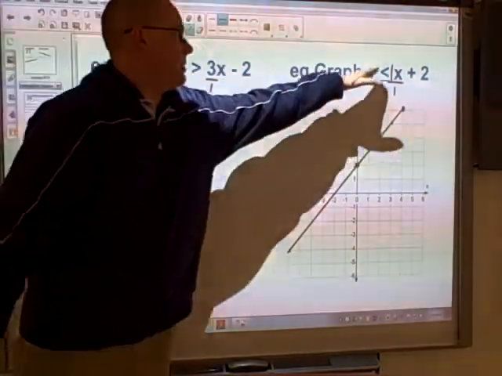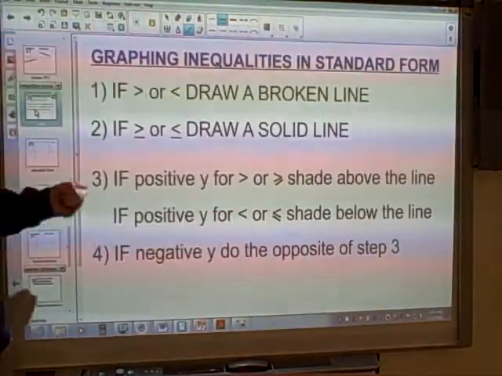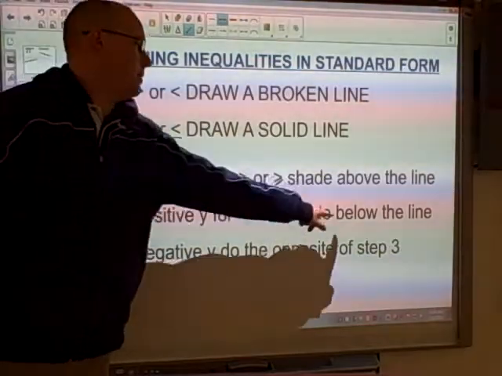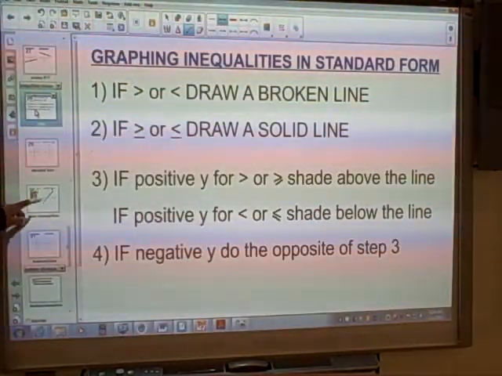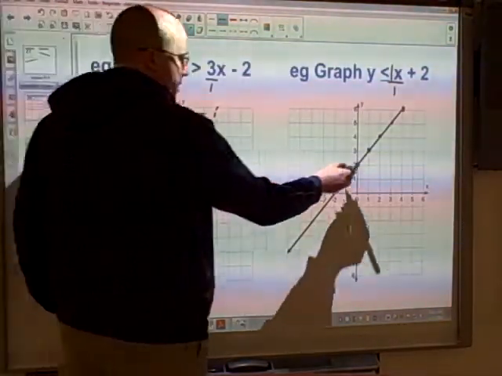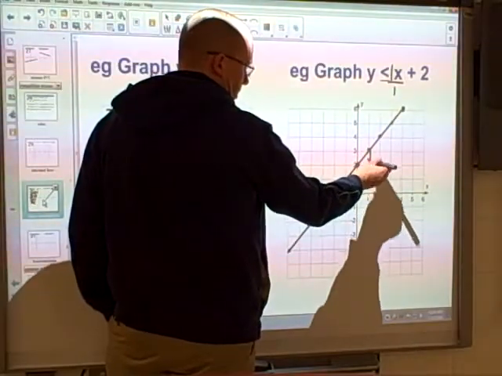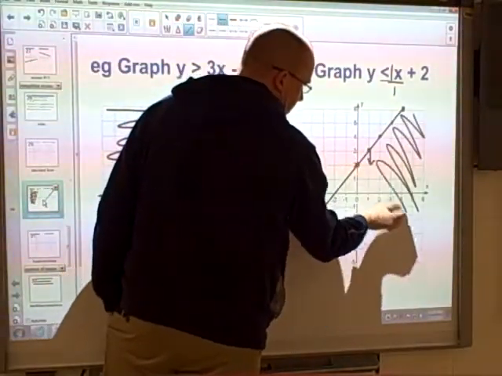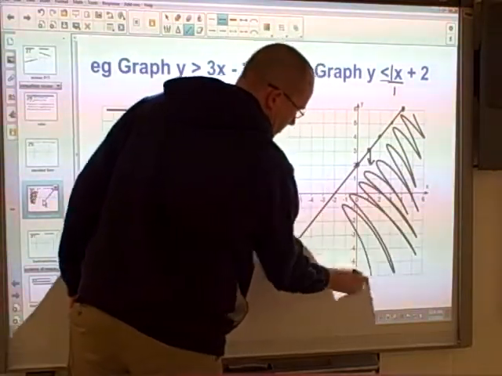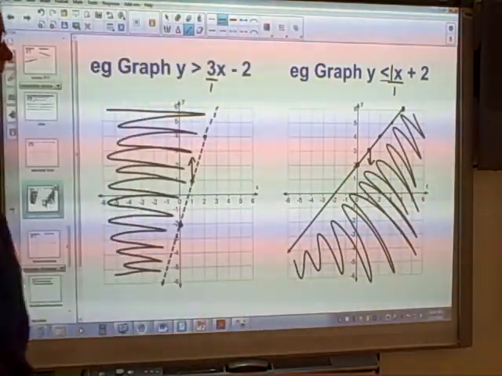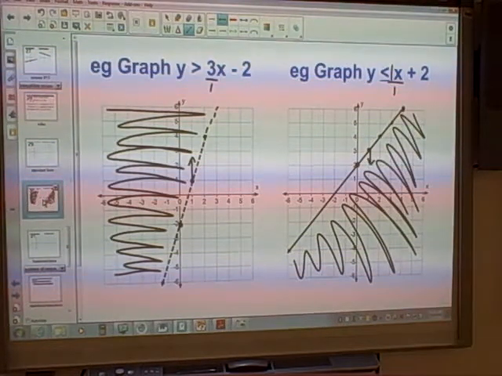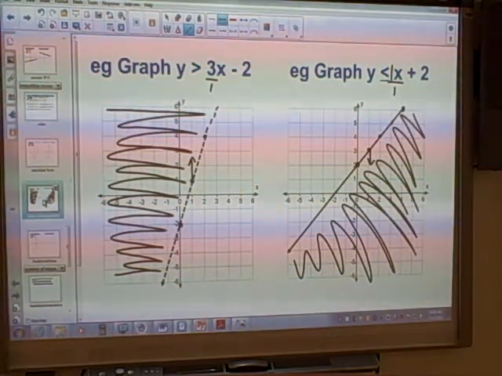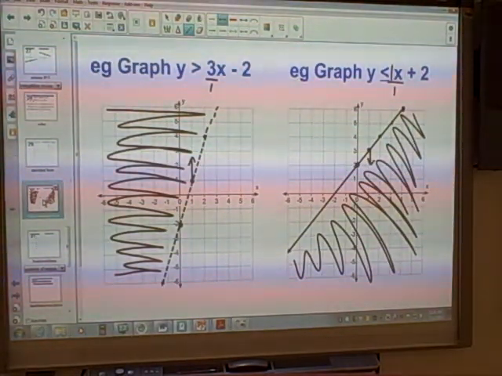And one other thing, less than or equal to, we go back to the rules. If it's less than or equal to, we're going to shade below the line. So for this question, we're going to go below the line. So if we take a point on the line and go lower than that, this is the side that we're shading. So in other words, everything over this side, like you can see there. And that's how you graph an inequality in slope-intercept form.